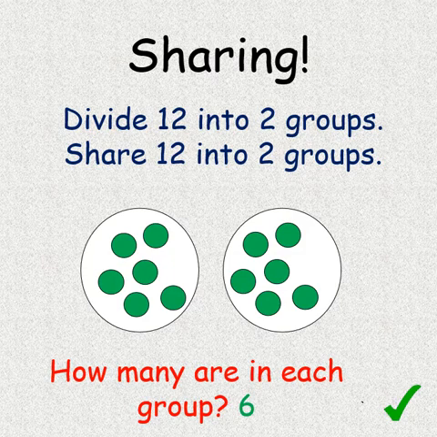Okay, let's check. You should have drawn your 2 groups and then you should have shared your counters, and in each group you should have had 6. So well done if your drawing is 2 groups with 6 counters in them. Well done, everyone.